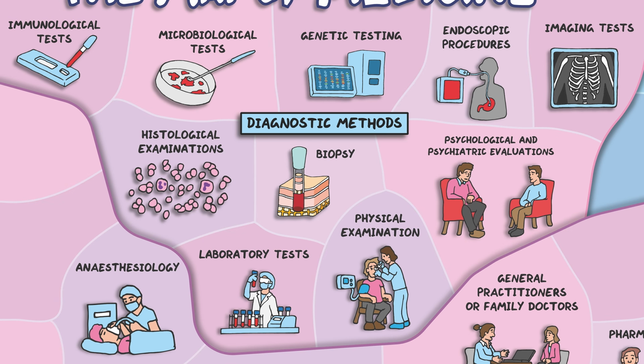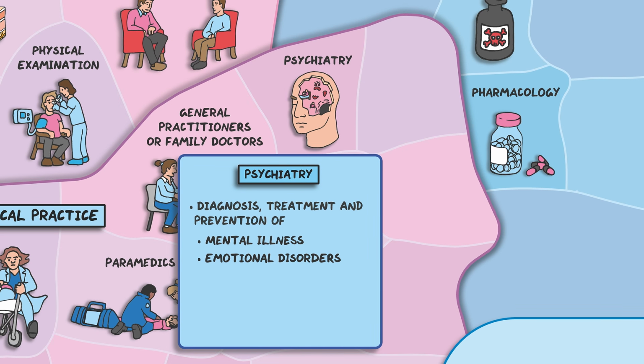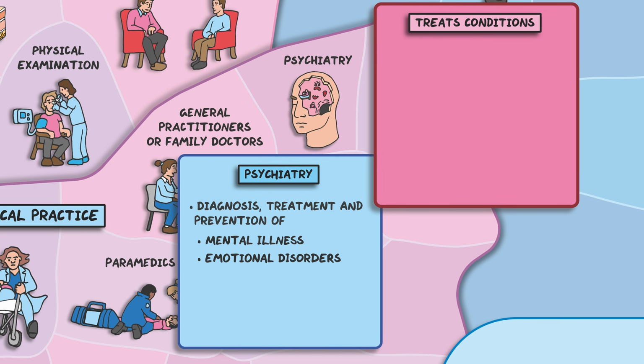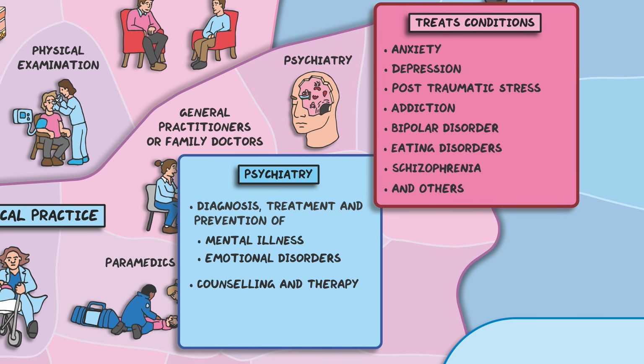Coming back to the areas of medical practice, psychiatry deals with the diagnosis, treatment, and prevention of mental illnesses and emotional disorders. It's a diverse field that encompasses a wide range of mental health conditions such as anxiety, depression, post-traumatic stress disorder, addiction, bipolar disorder, eating disorders, and schizophrenia, amongst others. Psychiatrists use a variety of treatments to help individuals manage their mental health conditions, such as counselling and therapy, also known as psychotherapy, medication, and in severe cases, electroconvulsive therapy.